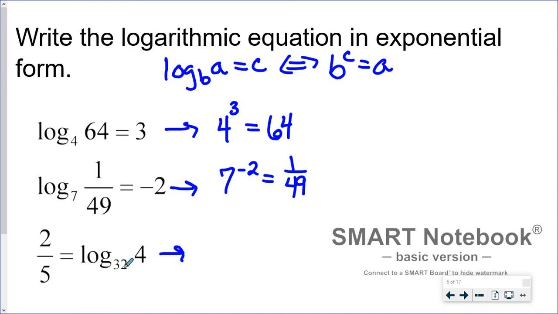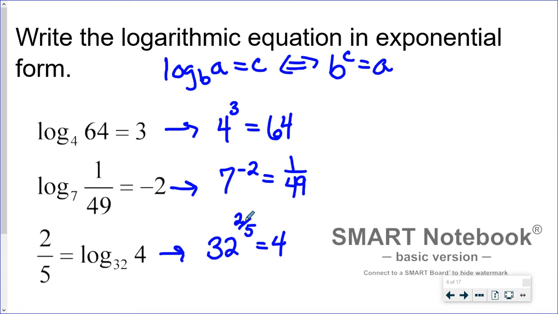All right, and then here we can do the same thing. Do be careful. They've kind of flipped, the log is on the right side this time, but that's okay. So this is 32 to the 2/5 power is equal to 4. That one's not quite as obvious to see, although this is a good opportunity to have a quick little refresher over fractional exponents.